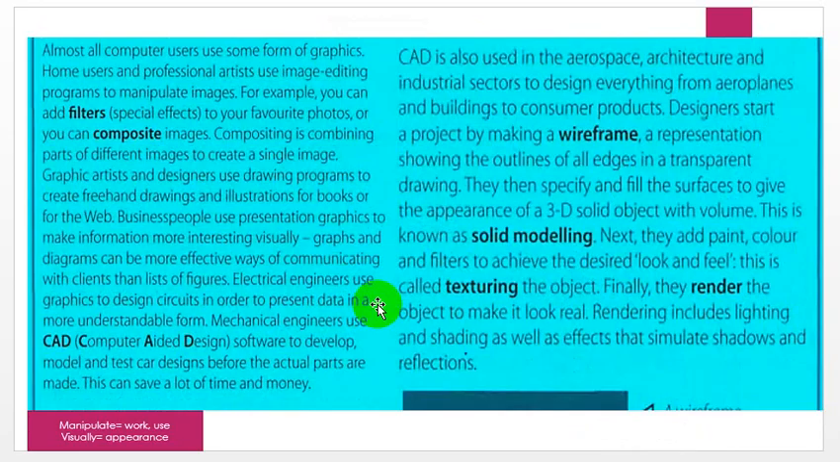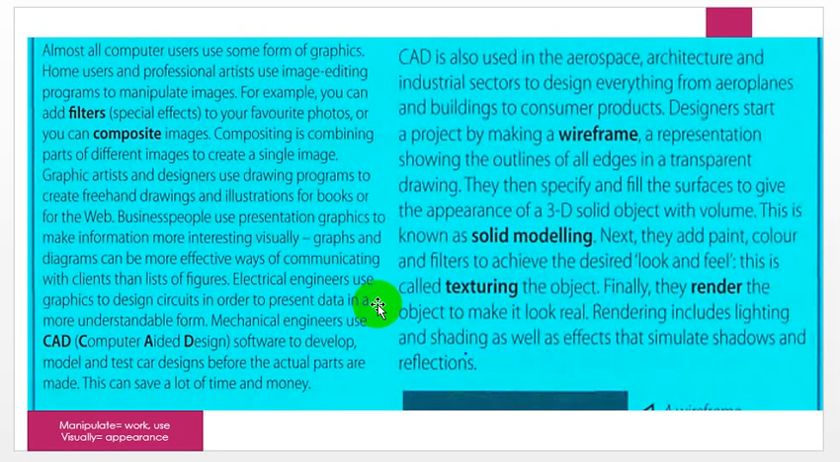Almost all computer users use some form of graphics. Home users and professional artists use image editing programs for manipulating images. If you don't know the word manipulating, please go to your dictionary. For example, you can add filters and special effects to your favorite photos, or you can composite images. Compositing is combining parts of different images to create a single image.